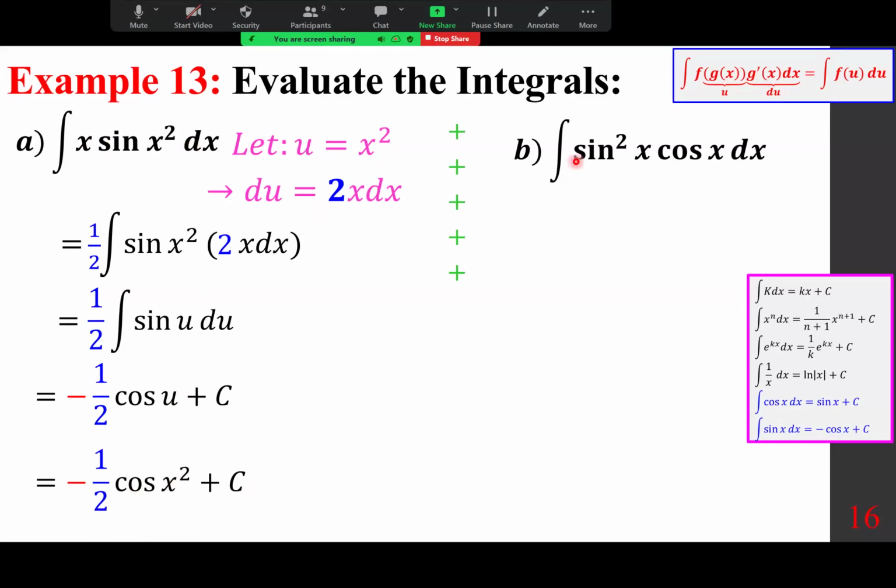However, when you're dealing with part B, what is the difference? The difference is that you have sine and cosine as well. In that case, the one with the exponent, sine x has the exponent, is a choice of u. Don't write the exponent, just the sine x. The derivative is cosine x. du becomes cosine x dx.